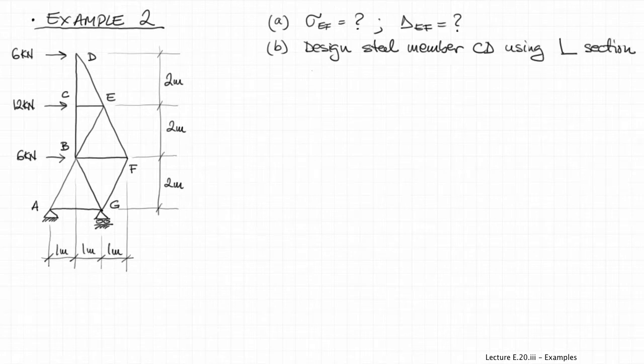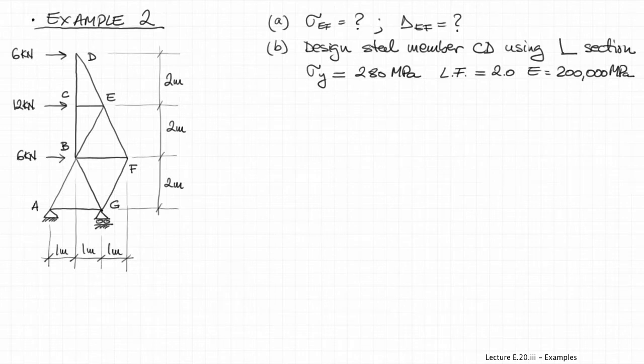The question asks for the stress due to the applied forces in member EF, as well as the elongation of member EF. And secondly, we need to design the steel member CD by selecting an equal leg angle section. And the material has a yield stress of 280 megapascals. A load factor of 2 has to be used, and the modulus of elasticity for steel is, of course, 200,000 megapascals. Now we have to determine the member forces.